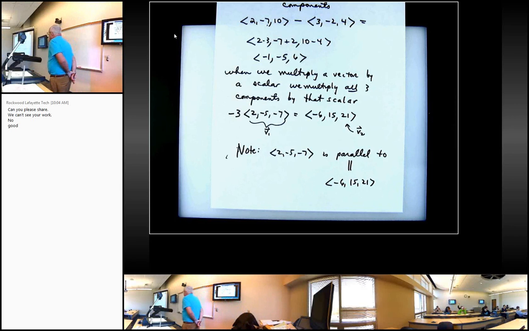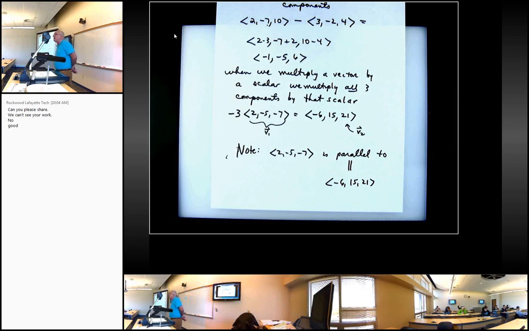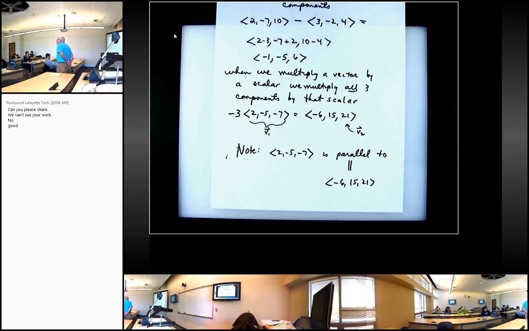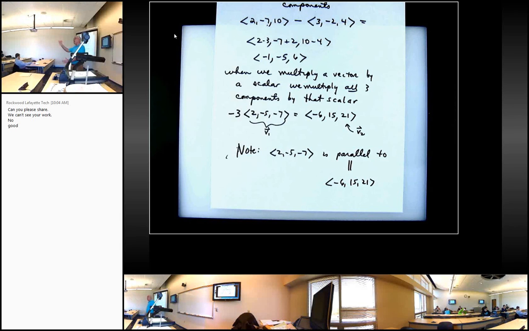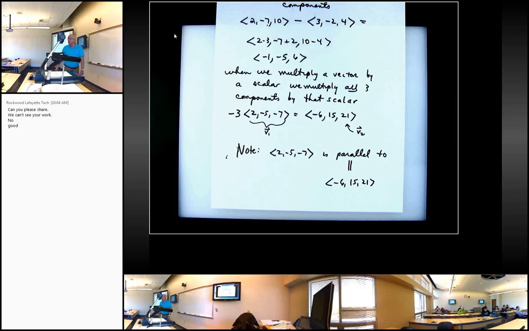Yes, Jenna? You said they have the same direction, but are they on opposite sides because they're multiplied by a negative? You're right. They are going in opposite directions. Very good. They're still parallel. You can be parallel going in one direction and going in the other. But yes, absolutely. Score 1 for Jenna.